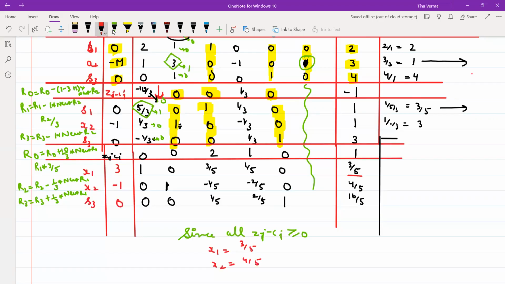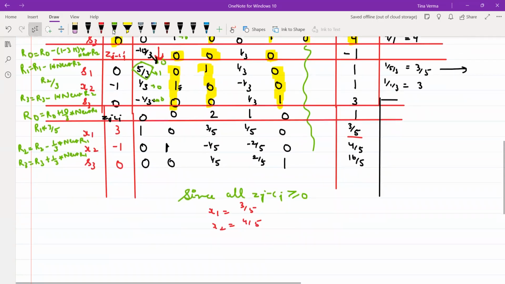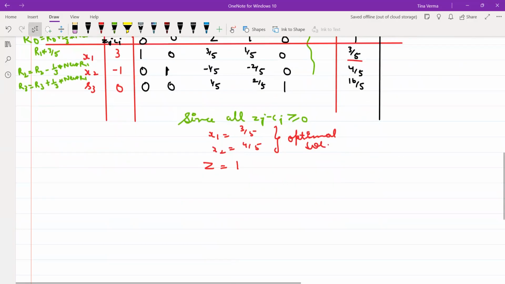Slack and surplus variables, you may write them or not, but if you have some extra variable, if it were x3, then you give the value that x3 is my 0, right? So this is my optimal solution, and the optimal value is that is my 1. Is it clear? Fine. So we will do one more example.